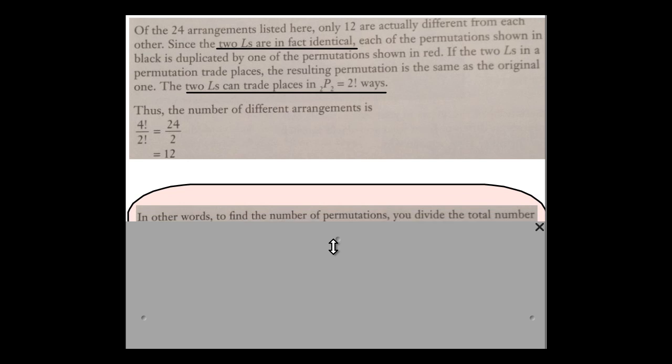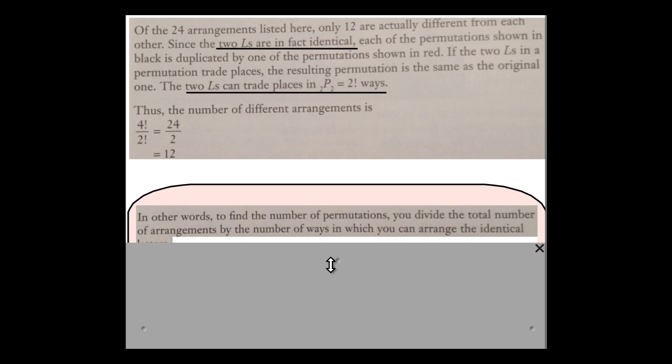So let's jump ahead and look at a general rule already for this. In other words, to find the number of permutations, you would divide the total number of arrangements, here we had 4 factorial, by the number of ways in which you can arrange the identical letters. And we had identical L's, and there were 2 of them, that's why we divided by 2 factorial.